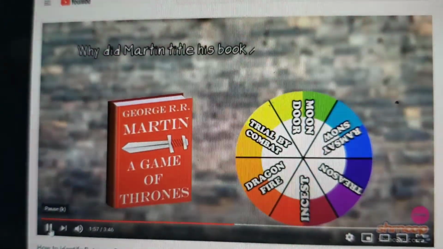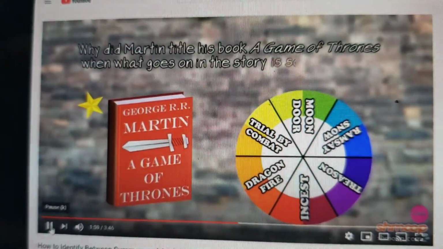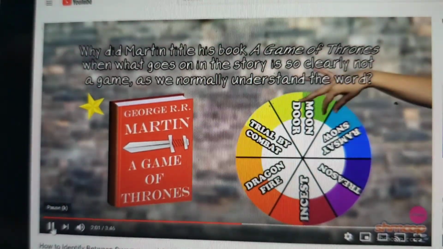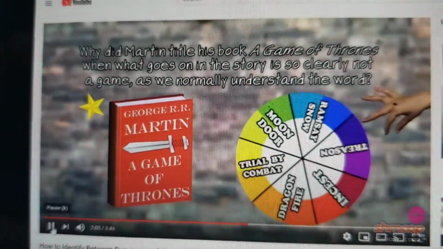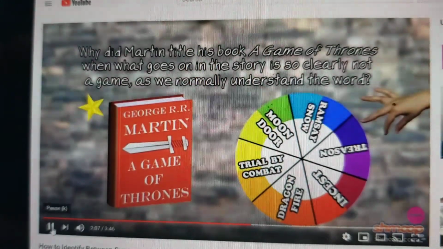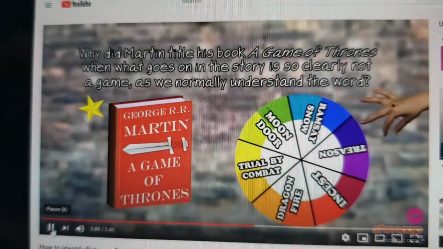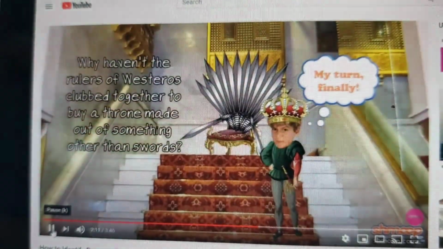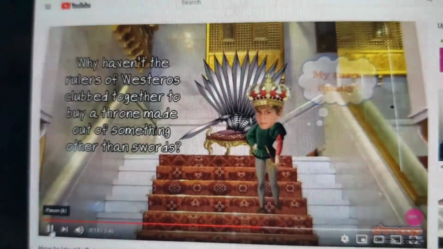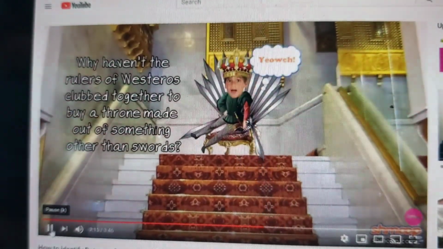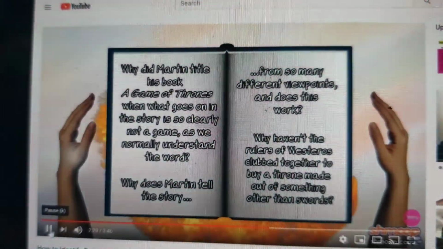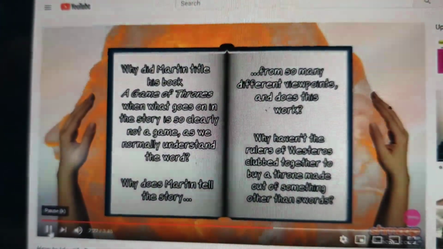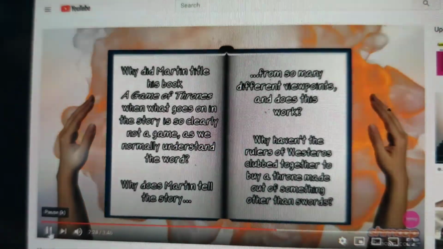Why did Martin title his book A Game of Thrones when what goes on in the story, all the dying and incest and getting thrown out of towers and stuff, is so clearly not a game as we normally understand the word game? And why haven't the rulers of Westeros clubbed together to buy a throne made out of something other than swords? When we analyze these questions, which cover smaller parts of a sprawling story, then we'll have a better grasp of the novel as a whole.